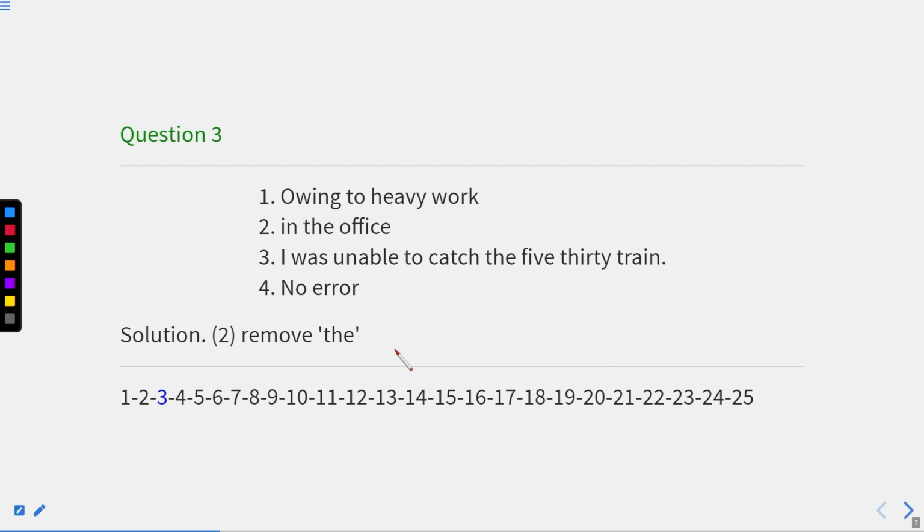Okay, so the correct sentence will be: owing to heavy work in the office, I was unable to catch the 5:30 train. It means due to which I was not able to catch the 5:30 train, or the train which was scheduled at 5:30. Okay, so here the error will be in part 2 of the sentence.